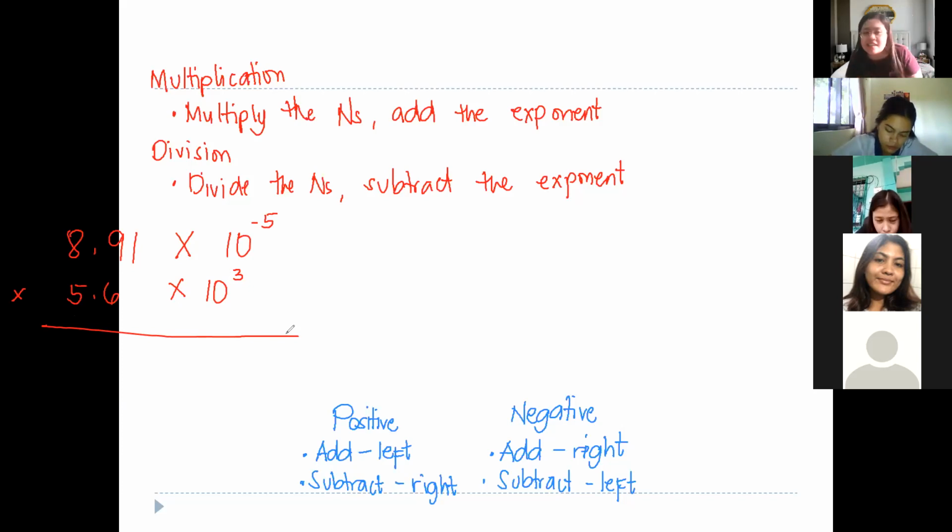So wala kay i-adjust ani class ha. Again, wala tay i-adjust sa given kay diretso na ta sa pag-multiply sa n. Pwede ta mag-adjust dito na sa final answer. So you copy first.